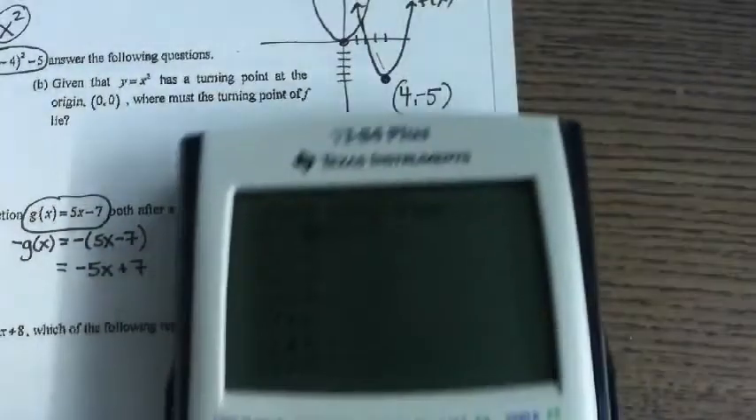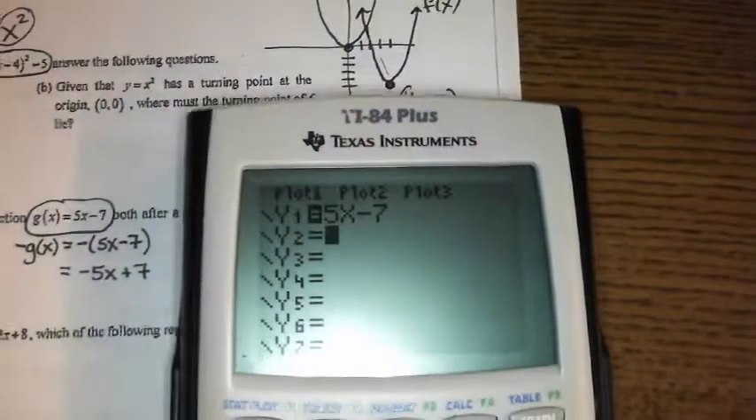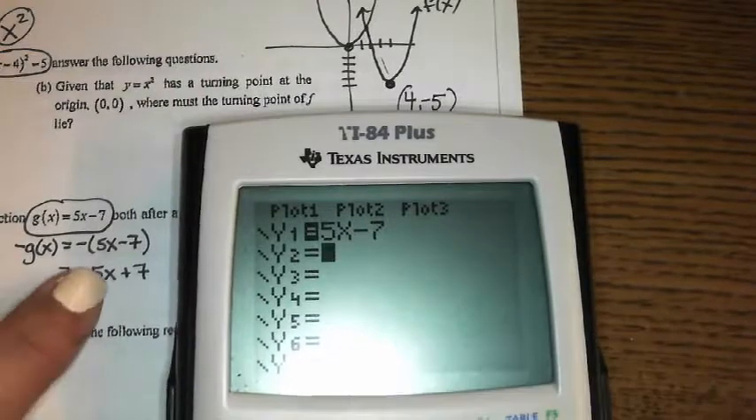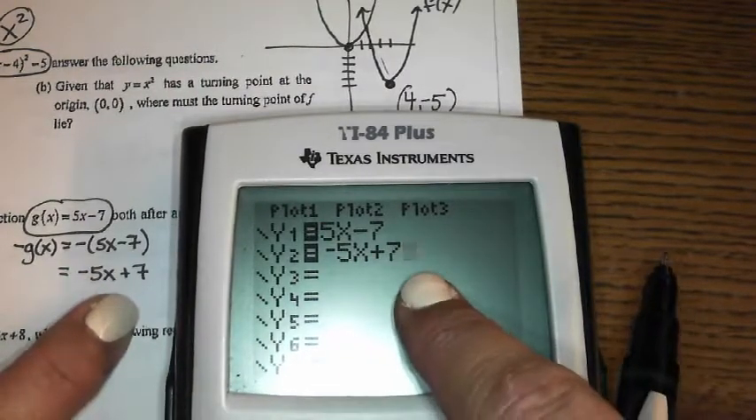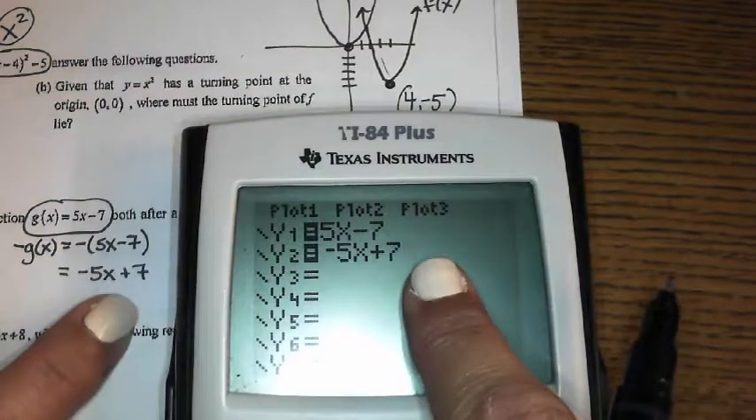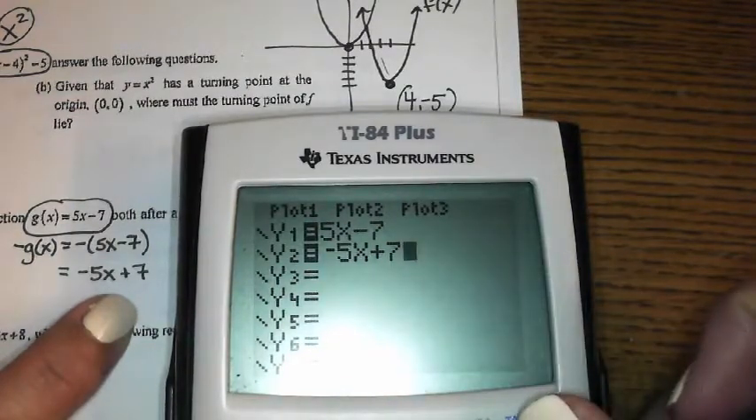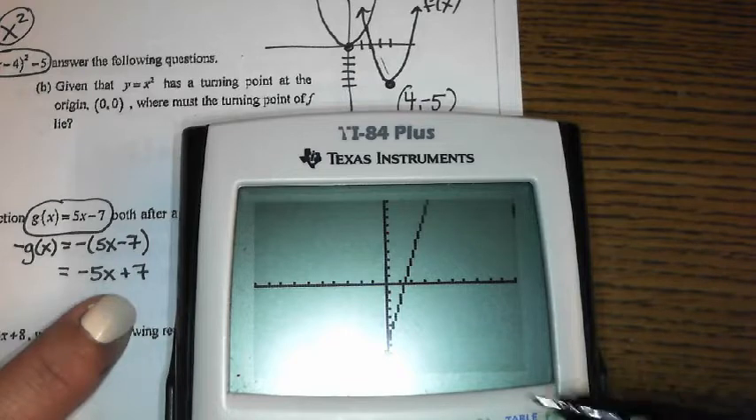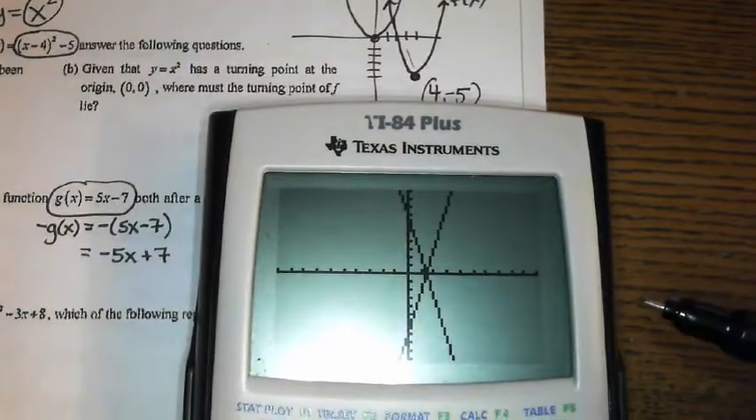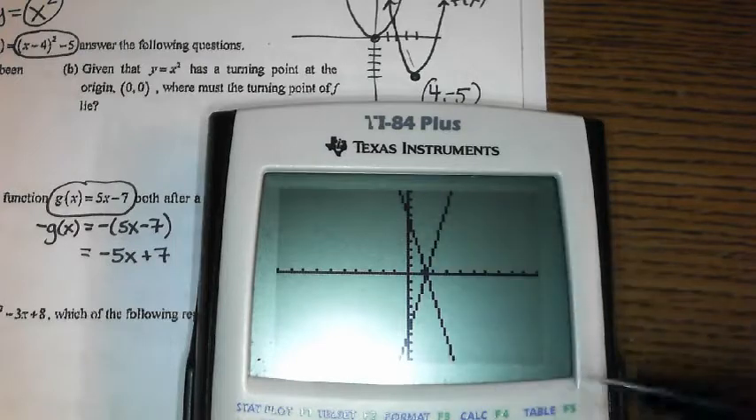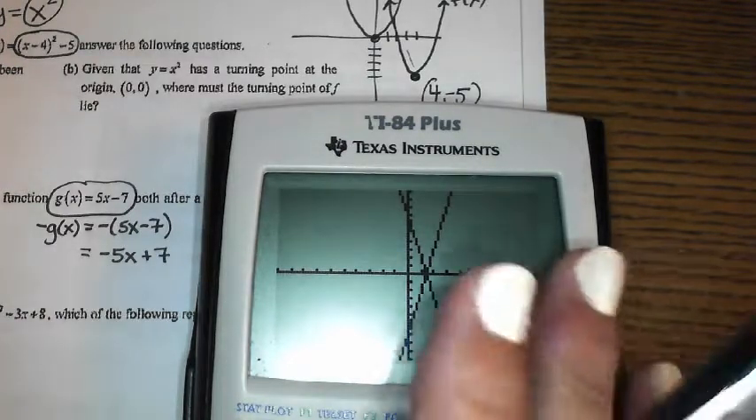Now watch how this works. I'm going to type both of these into my calculator. There's the first one. And the second graph I type in is this negative 5x plus 7, which is supposed to be after a reflection in the x-axis. When I hit graph, here's my original line, and here's my line supposedly after a reflection in the x-axis. Does that look like it reflected over the x-axis? Very good. It did. Okay?